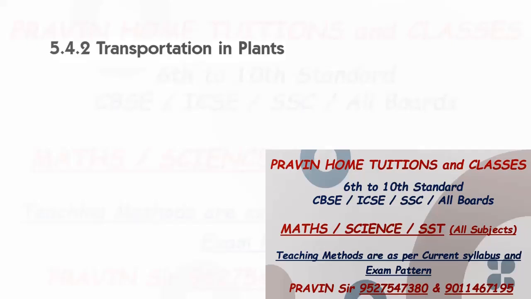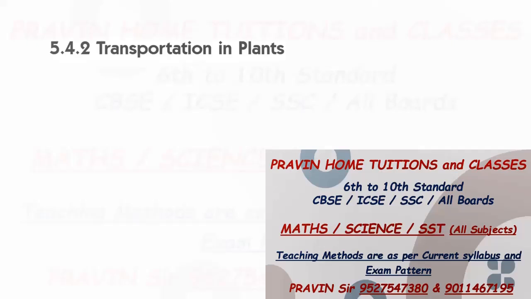Hello friends, in this video we will study transportation in plants. Transportation in plants is for transport of water and minerals absorbed by the root. They are transported from root to leaves. Second, the transportation of whatever food material is prepared by the plant at leaves, that will be transferred to all parts of the plant.